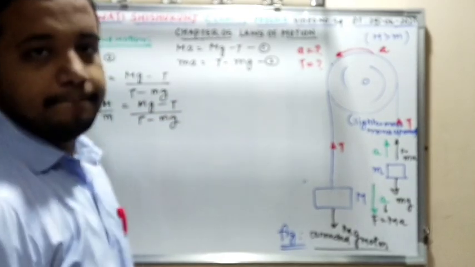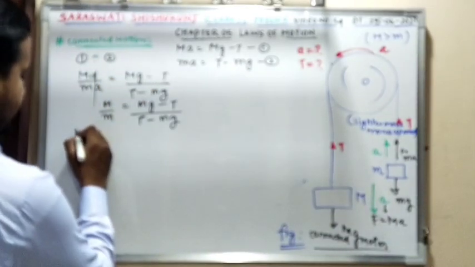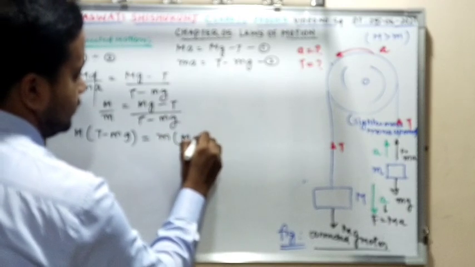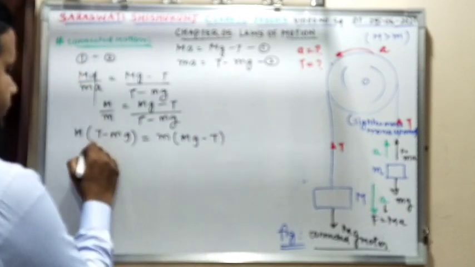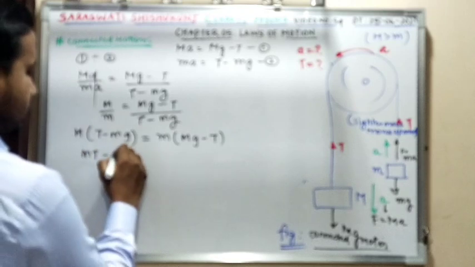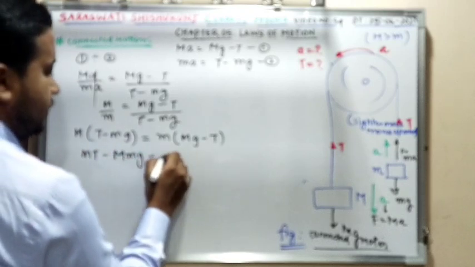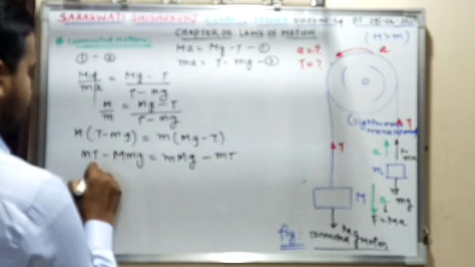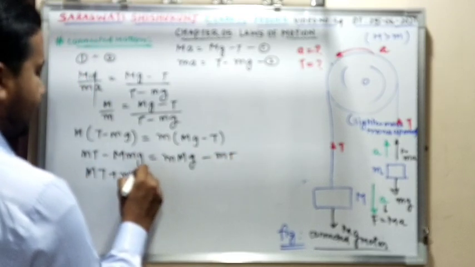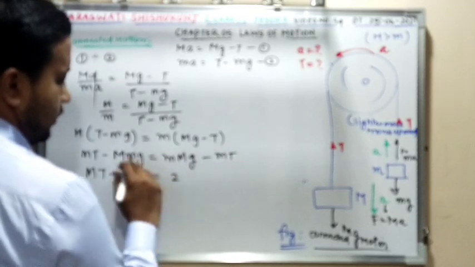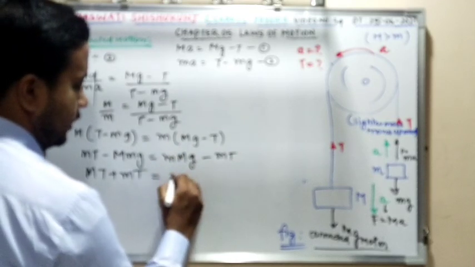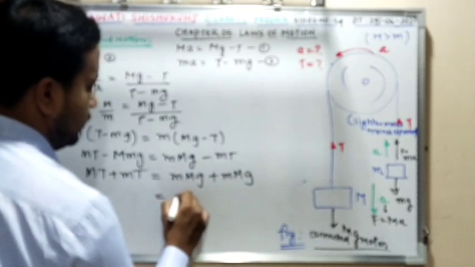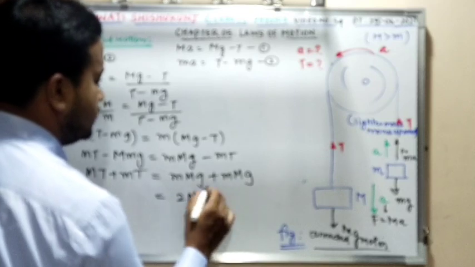Is this clear? Now cross multiply. So capital M into (T minus mg), that is small m into (Mg minus T). Clear? So this is MT minus small m capital Mg, that is small m capital Mg minus small mT. If I calculate MT plus small mT, that goes to the other side, so it will be plus only. So mg plus small m capital Mg, so I am going to get 2 capital M small m g twice.